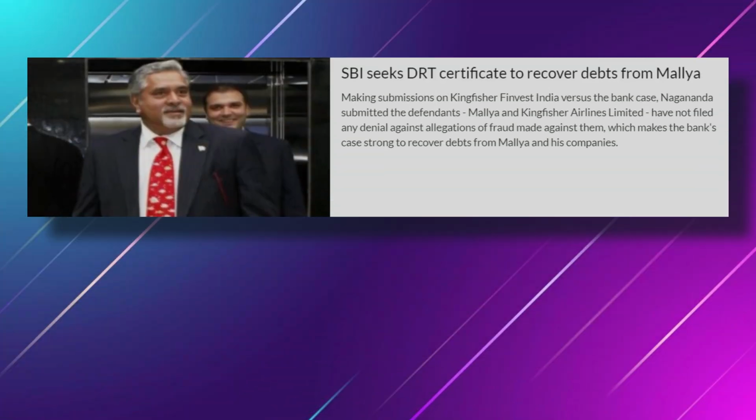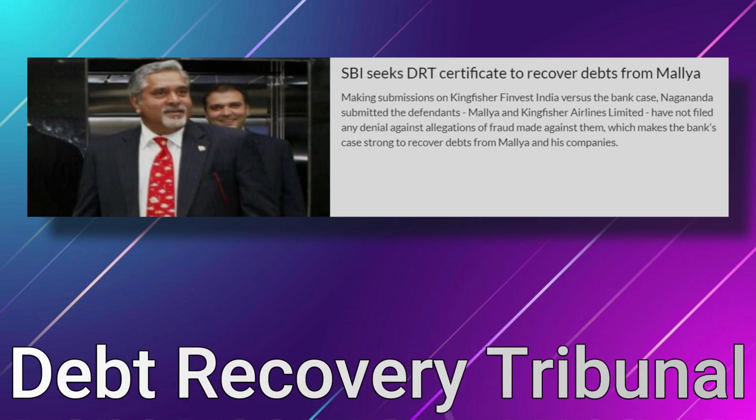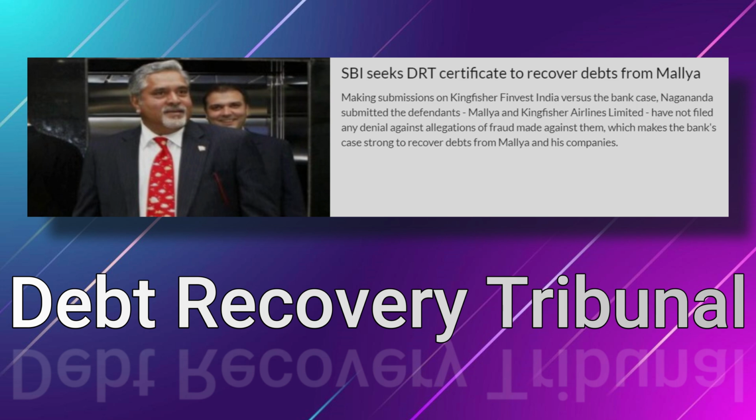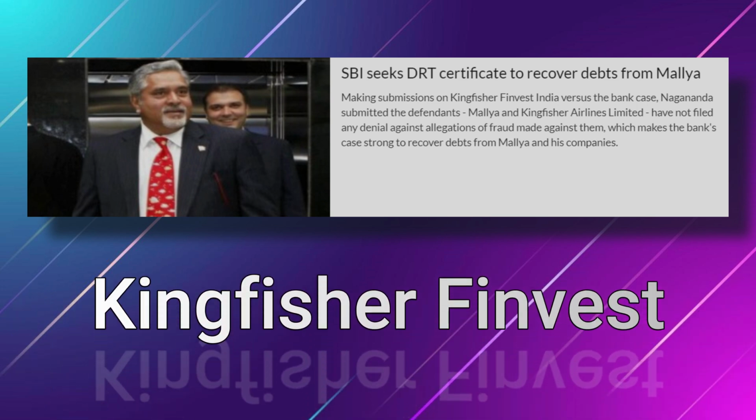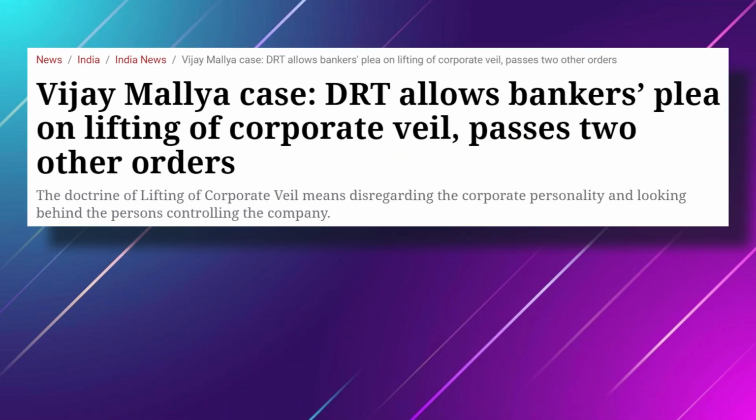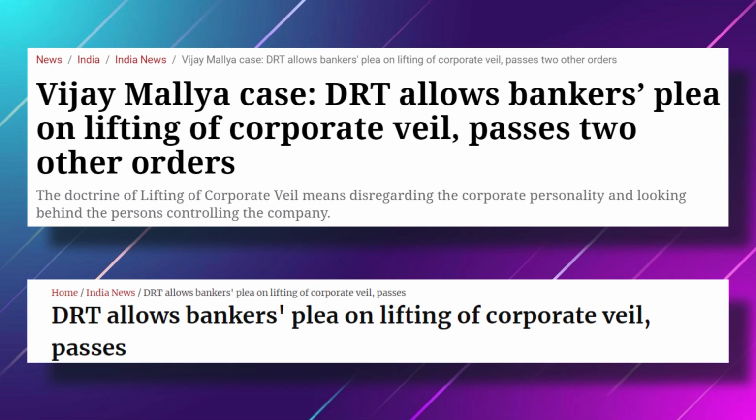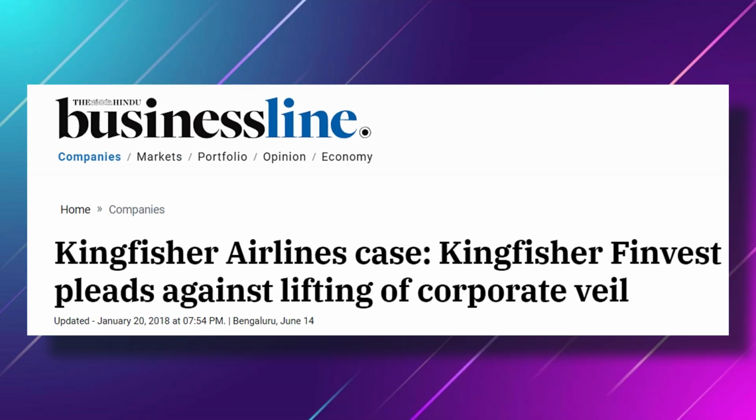In 2018, the consortium of banks led by SBI filed an application with the Debt Recovery Tribunal (DRT) seeking to lift the corporate veil over Kingfisher Finvest, a holding company allegedly used by Mallya to divert funds. The DRT initially allowed the plea in 2018, implying Mallya could be held personally liable for Kingfisher Airlines' debts. However, Kingfisher Finvest challenged this ruling in higher courts. The legal battle surrounding the lifting of corporate veil is ongoing, with appeals pending in various courts. No final decision has been made yet. With that being said, let me take you to the final part of this video.